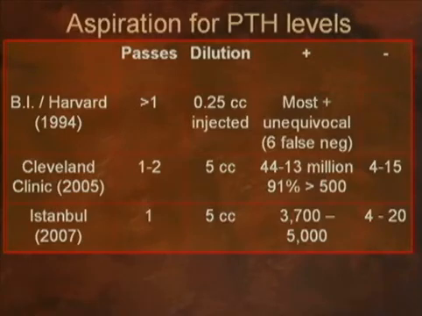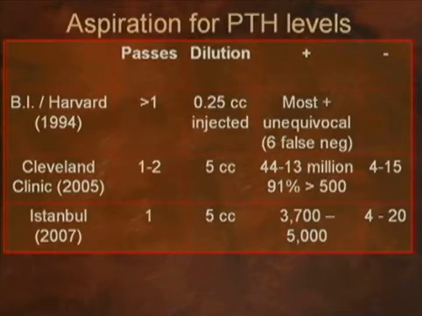And in their experience, most of the ones that were positive were unequivocally positive. In other words, the PTH levels were quite high, although they did have 6 parathyroid adenomas that had false negatively low PTH levels, and presumably that was because they did not adequately sample the lesion. They did not describe what levels of PTH they obtained in the lesions that were not parathyroid adenomas.